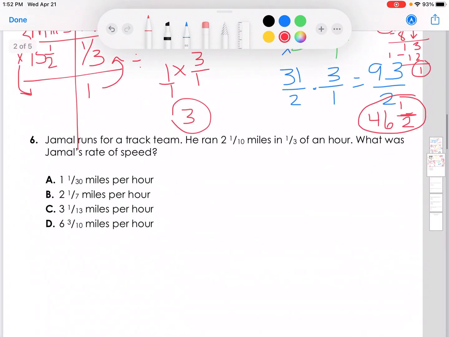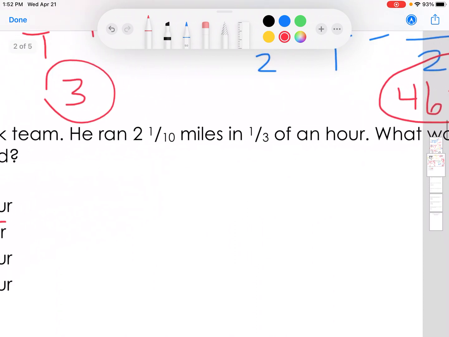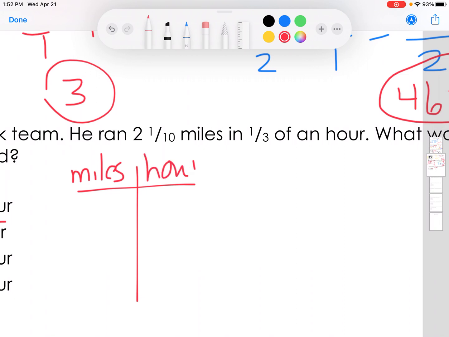All right, let's check the next one. Jamal runs for the track team. He runs 2/10 of a mile in 1/3 of an hour. What was Jamal's rate of speed? So they want to know per hour. So I'm going to make myself a chart. I've got my miles and I have my hours.